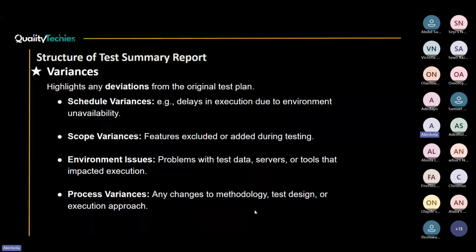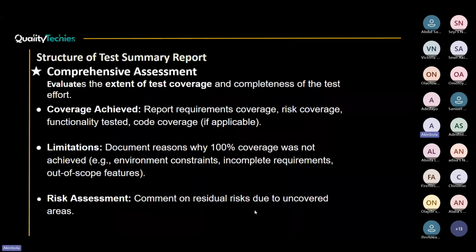Also, another part that's supposed to be in your test summary report is the comprehensive assessment. You evaluate the extent of the test coverage and the completeness of the test effort. So here you are going to state, okay, when this project was planned, it was planned with 200 test cases, which cover all the requirements that were given. Just to show that there was test coverage, and out of the 200 test cases, we were able to test 150 for the first cycle, right?